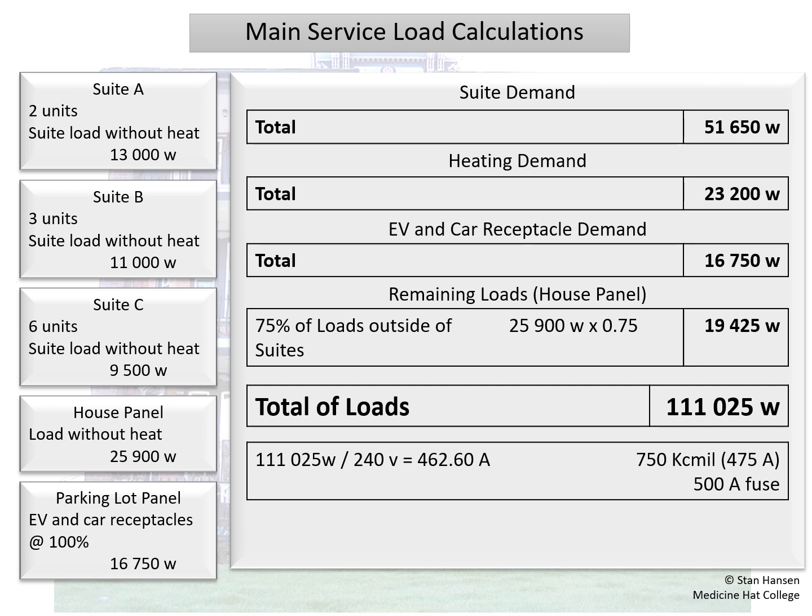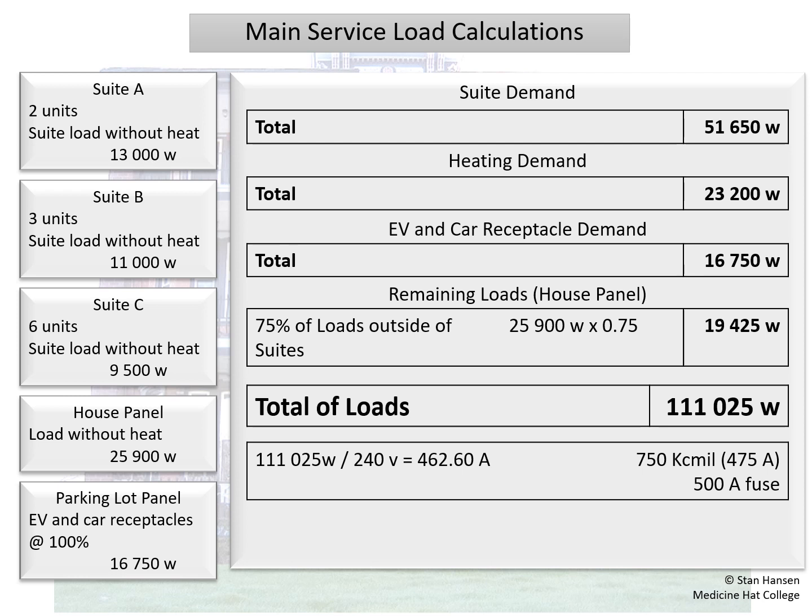Now we can organize everything as per 8200 Subrule 3. We have our suite demand of 51,650 watts. We have our heating demand of 23,200 watts. All of our EV and car receptacle demands go in at 100%, so therefore we have a total load of 16,750 watts there.